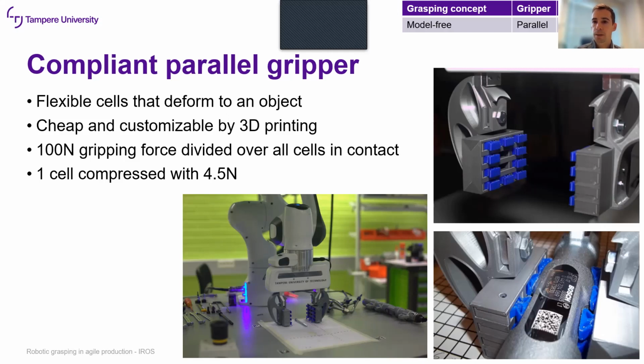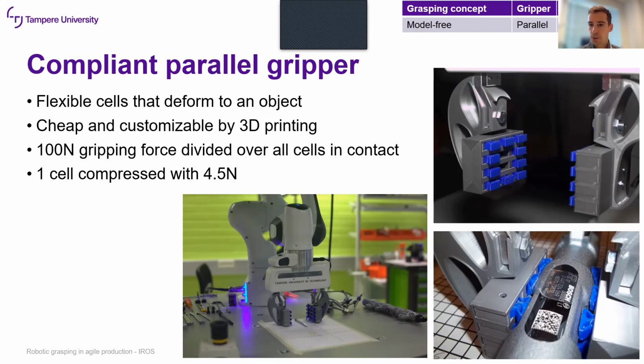This is a gripper which is completely 3D printed, so it can be tailored to any end effector of a robot. And it has different types of material. The blue cells, for example, are soft material, meaning that they compress under a force. If we then set the grasping force of the robot arm to, for example, 100 newtons, then this force is divided over all the cells that are in contact with an object. And in this case, since there are 20 cells, we need about 4.5 newtons to completely compress one cell.